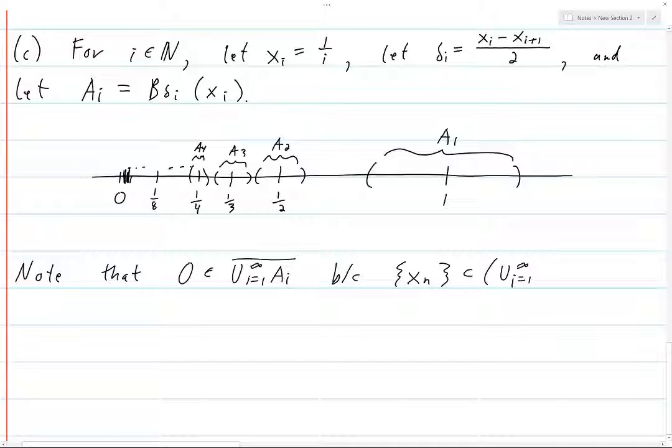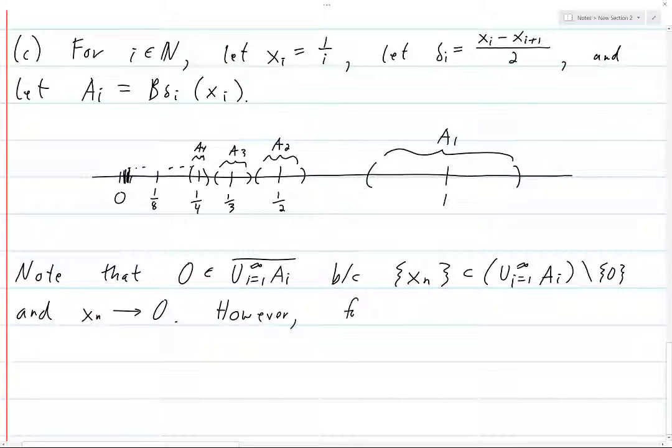Certainly the sequence is entirely contained in this union, and it does not include the point 0 because no point in the sequence is ever 0. And as we've already proven in previous exercises, or as you can prove for yourself, the xn's converge to 0. Okay, so 0 is in the closure of the union.